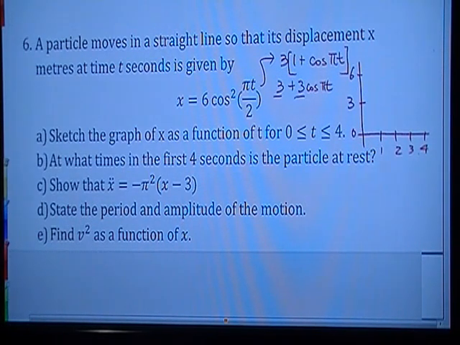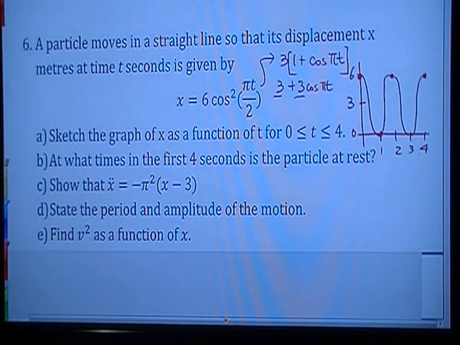So what happens at t equals 0? That's going to be cos of 0, which is 1. So you're going to start off at this point. And at t equals 1, which is cos of pi, which is minus 1. And so that's 3 minus 3, which is 0. And so we get it like that. So that's what you get.